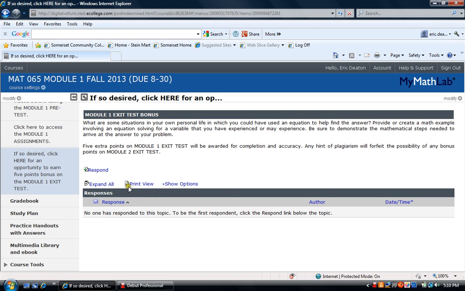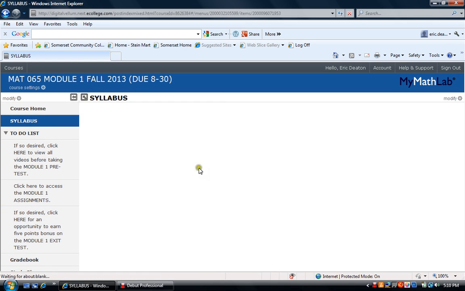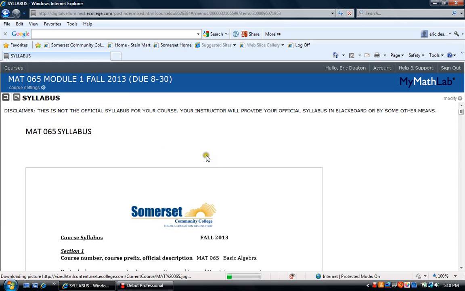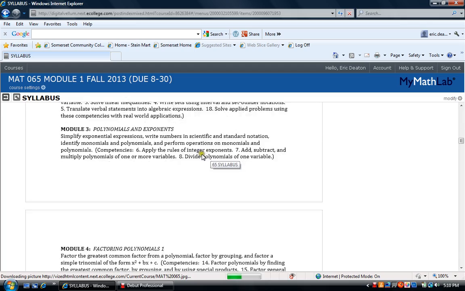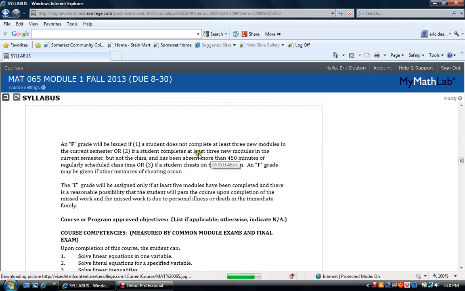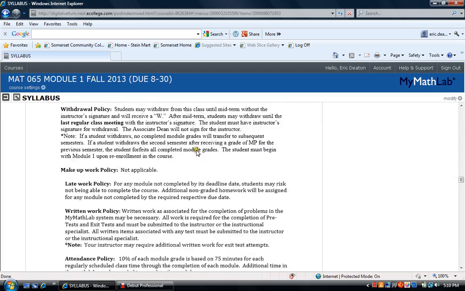Got that? That's just a typical module. So what we're going to do now is go back to the syllabus. And that was at the course or module procedures. And that's what I just got done talking about.